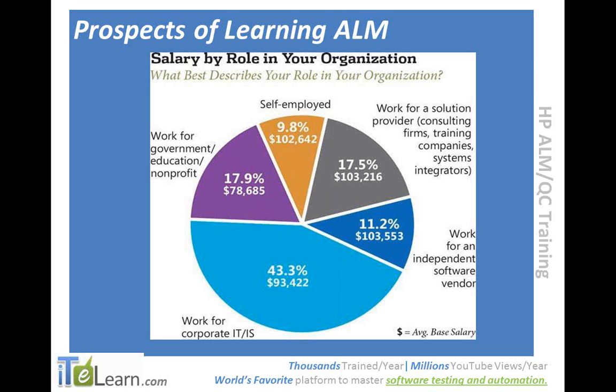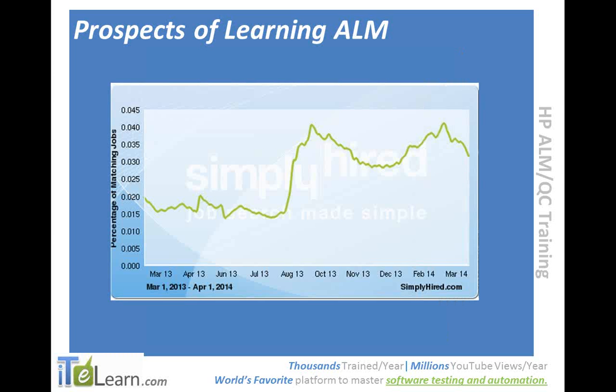Okay, this is just a quick capture of salary by different roles in organizations. This is for the overall IT industry. You can actually neglect this, but this is more on the ALM. We captured this from simplyhired.com, and you can see the trend from March 13th to this March 14th. It was very much at a peak during October, even though it reduced a little during December. Now it's picking back up to what it was in October.